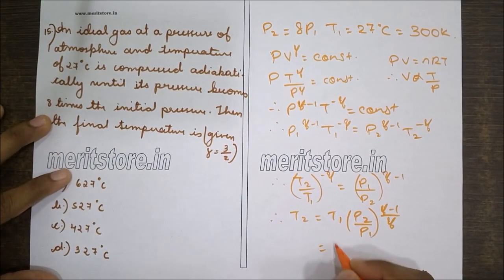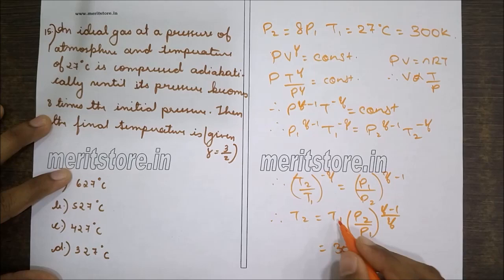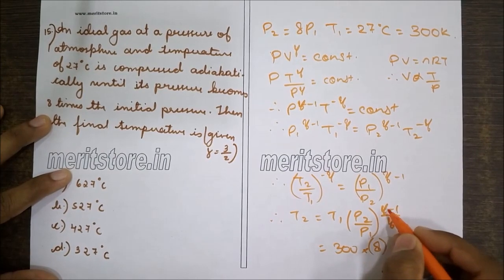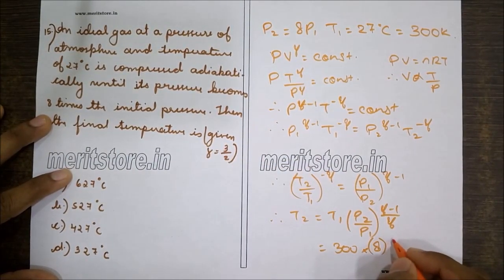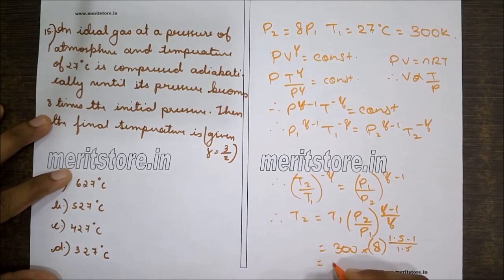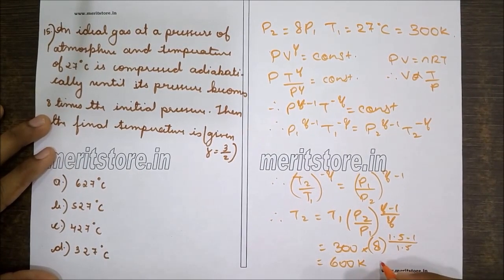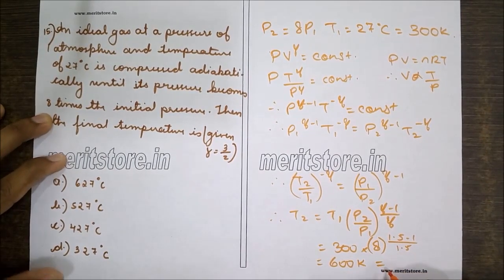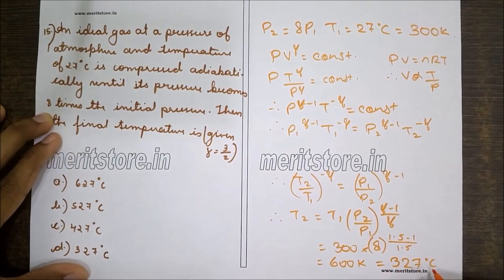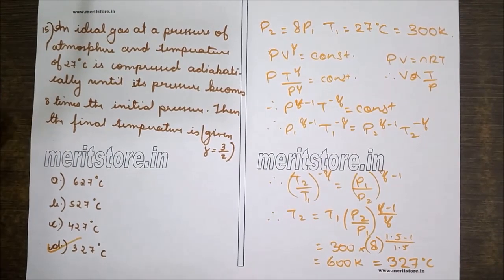So that is nothing but 300, that is T1, and P2 is 8 times P1, so P2 upon P1 would be 8. The value of gamma is given as 3 by 2, which is 1.5, so 1.5 minus 1 upon 1.5. Solving this expression, we get the value as 600 Kelvin. Now to convert 600 Kelvin into degrees Celsius, we need to subtract 273. So the value comes out as 327 degrees Celsius. Hence option D is the correct answer.